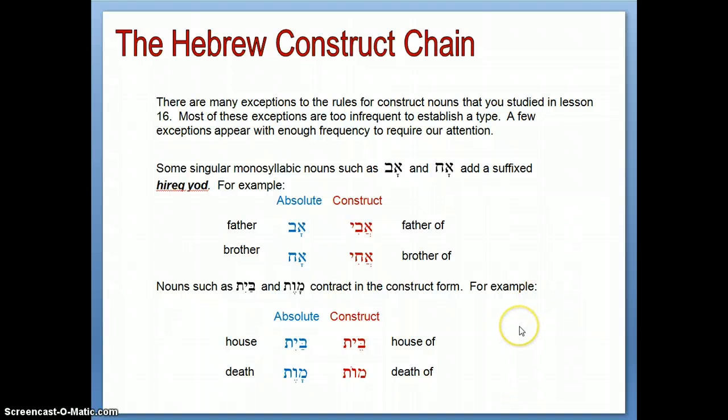Nouns such as bayit and mavet contract in the construct form. For example, bayit in the absolute form or mavet turn into beit and mot. So we've heard of Bethlehem. This is a construct, house of bread, Bethlehem, and we get just a little bit of contraction there. Instead of a patah hireq yod, we get tsere yod. We've seen that before, but now you might understand a little more of why it's that way. That's a construct phrase, and that's causing that contraction.